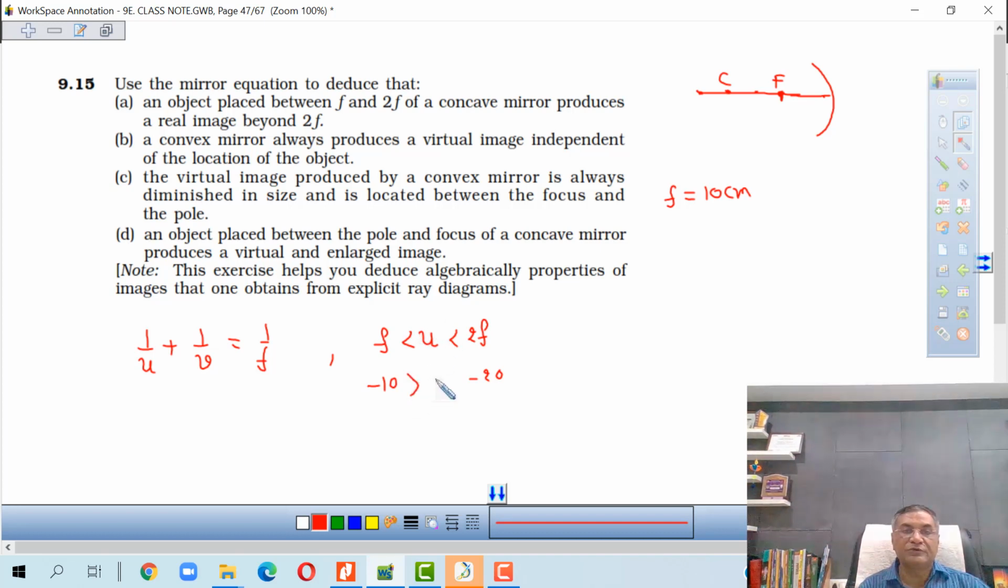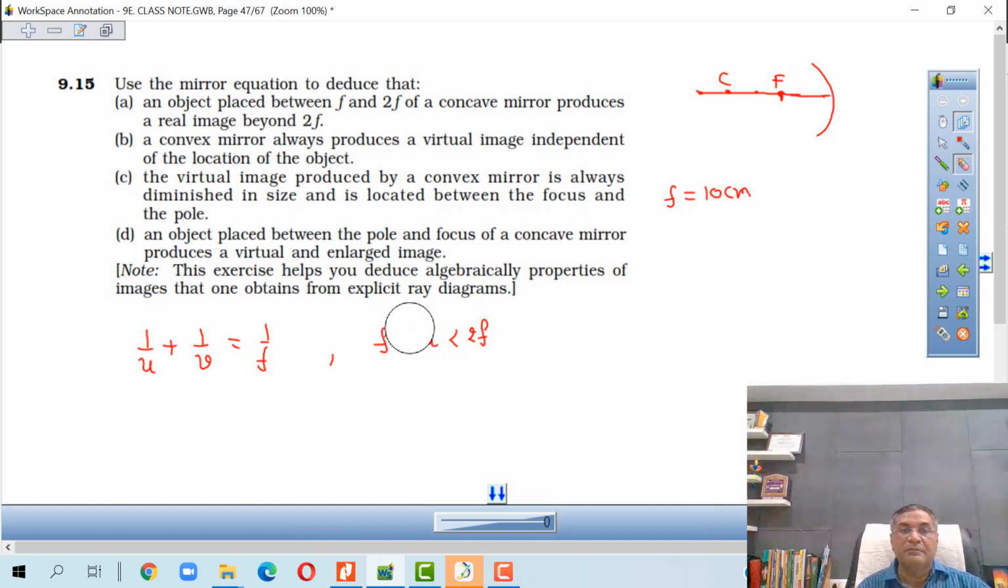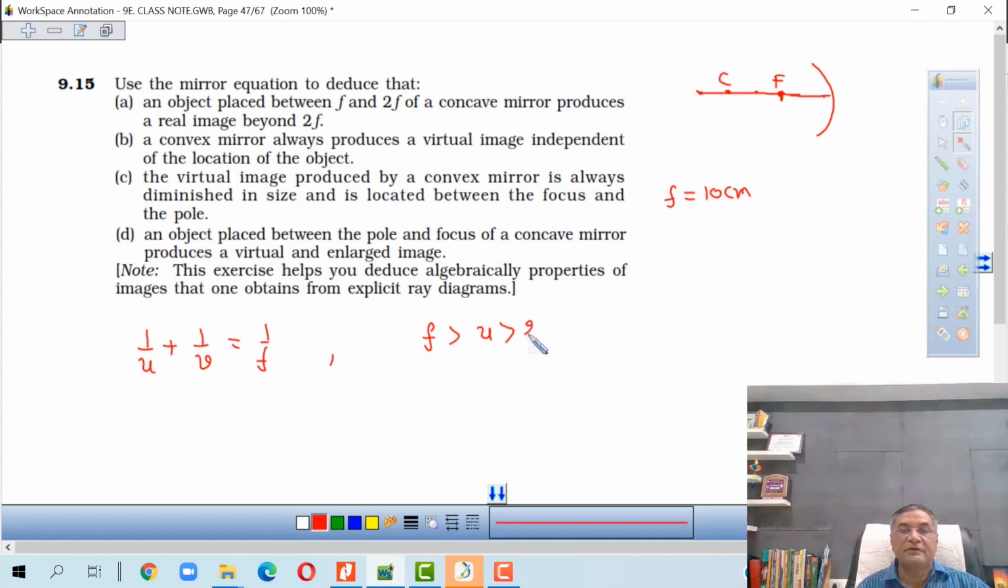Now what do I have to do? I have to do it this way. So instead of less I have to use greater. Understood? Since these are negative, I have to use it like this. F is greater than U is greater than 2F. Because F itself is negative, U is also negative. And therefore 1 upon F is less than 1 upon U is less than 1 upon 2F.